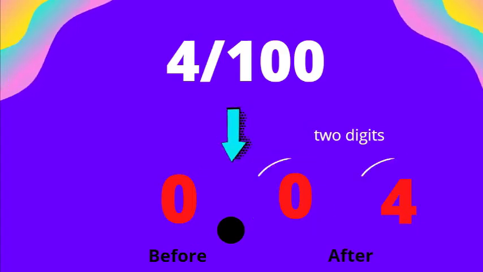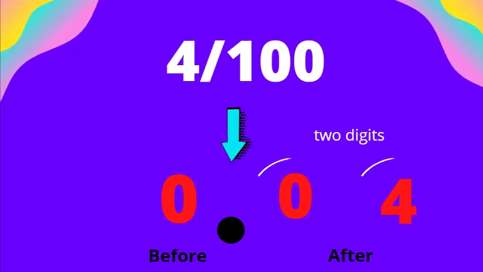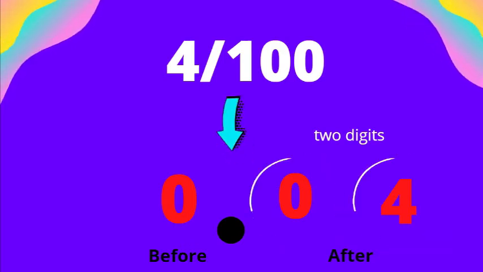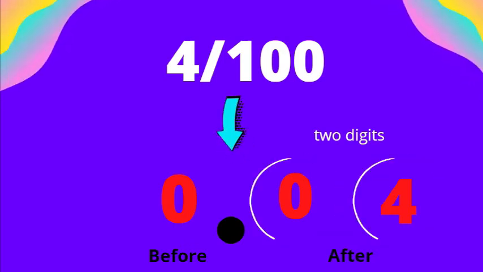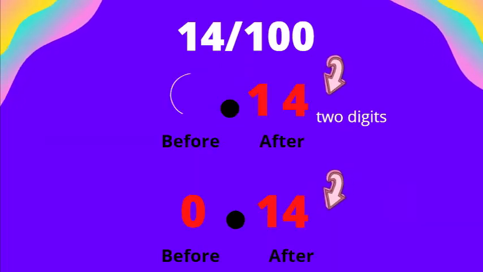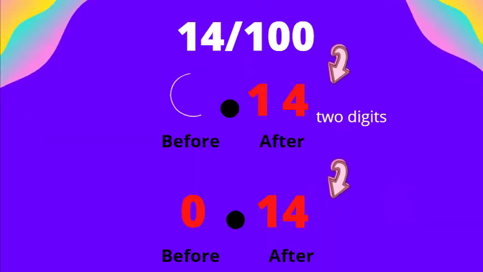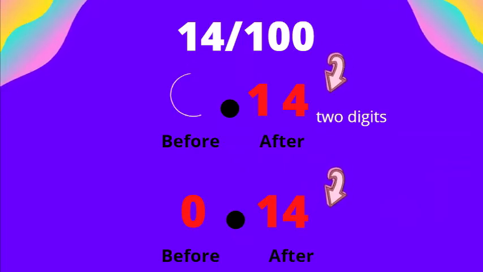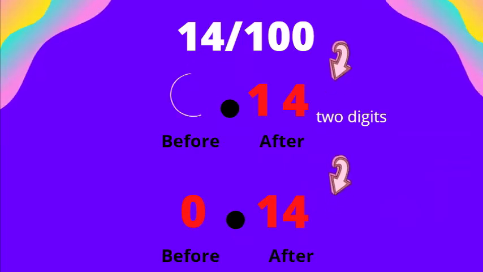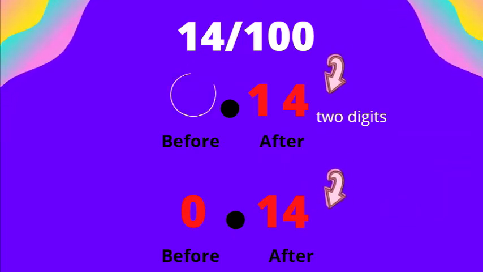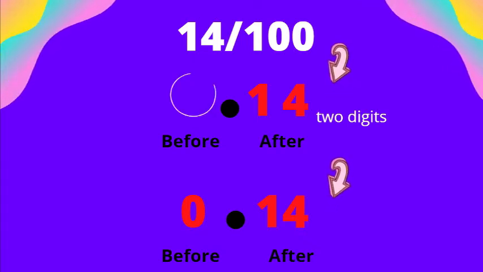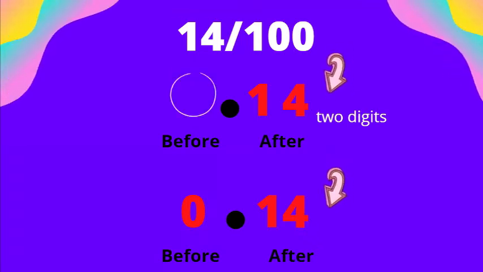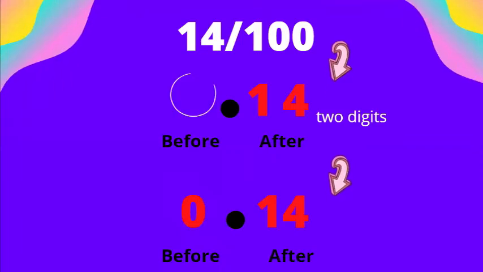But what if we want to convert 14 over 100 and 143 over 100 into decimal form? For 14 over 100, since the numerator 14 already consists of 2 digits, we will directly write 14 as the digits after the dot. Then, we write 0 as the number before the dot, so the final answer will be 0.14.